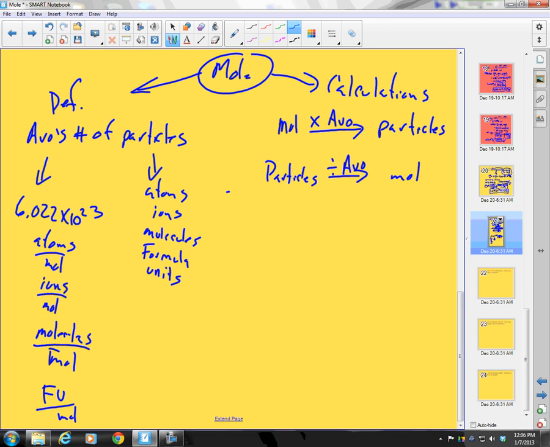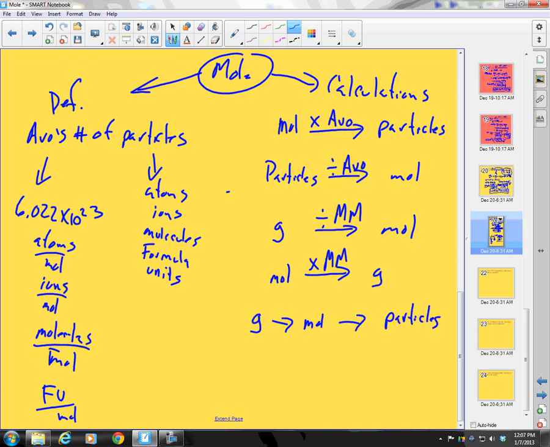I can go from grams to moles. How? I divide by molar mass. I can go from moles to grams, and I multiply by molar mass. I can go from grams to moles to particles: I divide by molar mass and multiply by Avo. Or I can go from particles to moles to grams: I divide by Avo, and I multiply by molar mass.